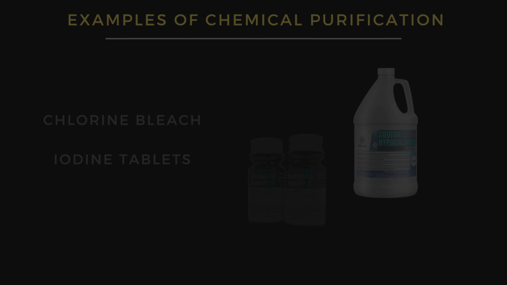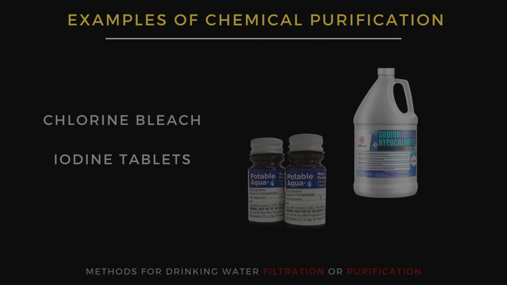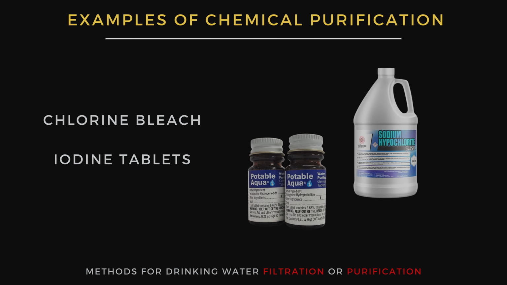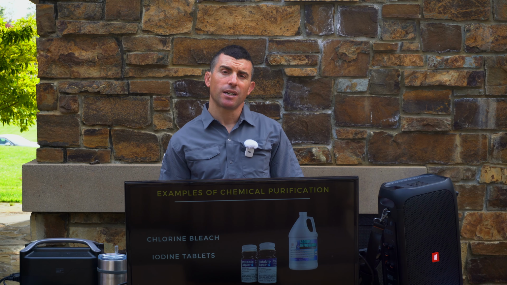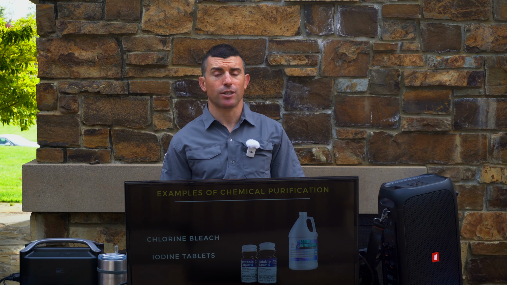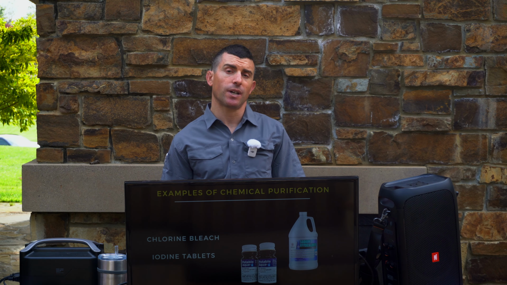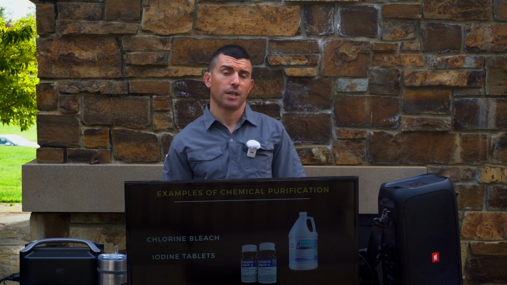So, some examples of chemical purification, you're probably familiar with these. Chlorine bleach, iodine tablets. But the problem with chlorine is that it has a very, very short shelf life. Look at the best by date or the use by date on the chlorine in your laundry room. It's probably going to be about 6 months.